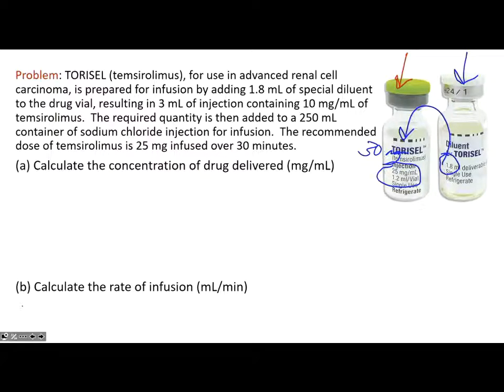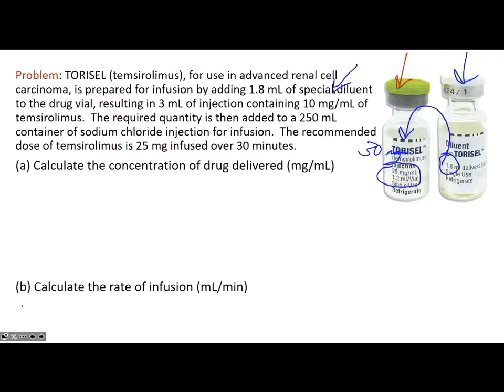3 mils. Because remember, adding diluent doesn't change the mass. So if there's 30 milligrams of drug to begin with, then when you finally add your extra liquid and shake it all up, there's still 30 milligrams of drug. But now the concentration is 30 milligrams of drug per what volume? 3 milliliters. What is 30 divided by 3? 10 milligrams per mil. So I just want you to realize that's kind of where this information comes from.